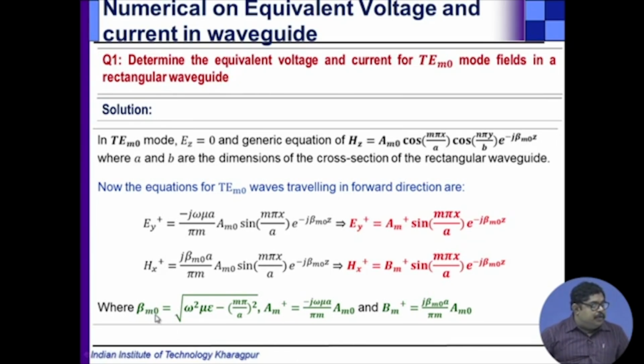So, beta for M0 mode is like this. Now, this Am plus is the constant and Bm plus is like this. Okay.